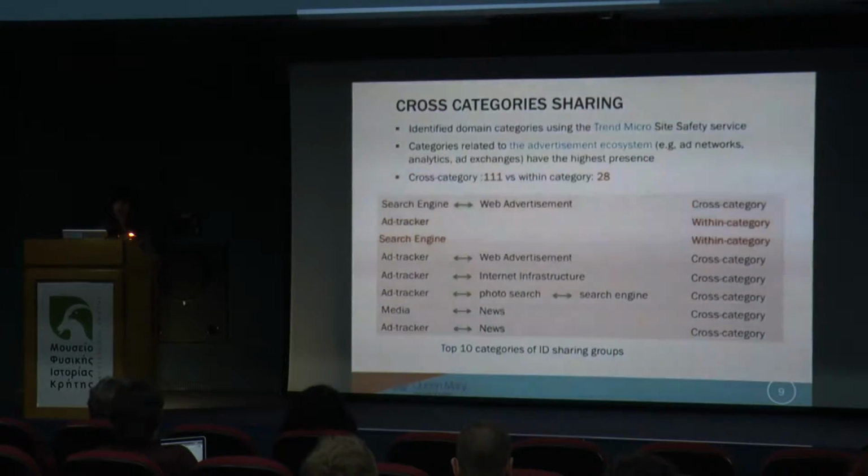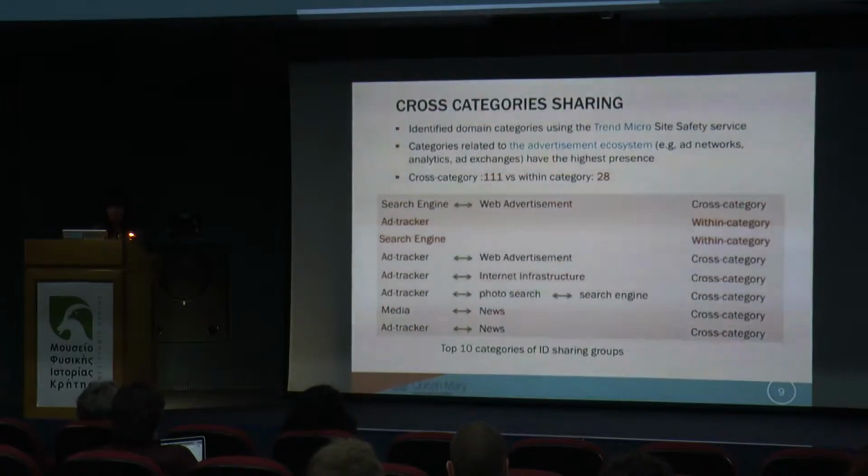Afterwards, we looked at the type of services provided by parties involved in ID sharing. For this purpose, we used the Trend Micro Online Service to categorize our domains. We identified over 70 different categories of domains.